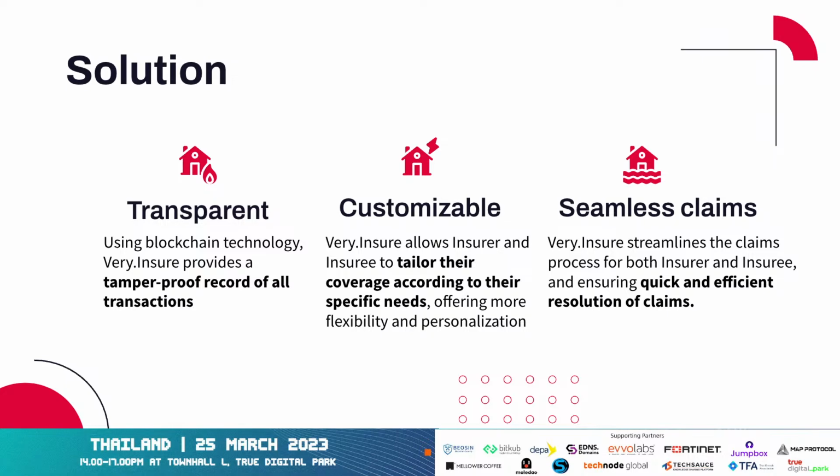We're changing this by using blockchain technology, because it makes things more transparent, with a tamper-proof record of transactions. We also have customizable plans, where the insured can select tailor-made coverage plans that are the ones you need, with flexibility and personalization. It also provides seamless claims. We have automated claims for parametric insurance, and for non-parametric insurance, it's going to be quicker and more efficient.